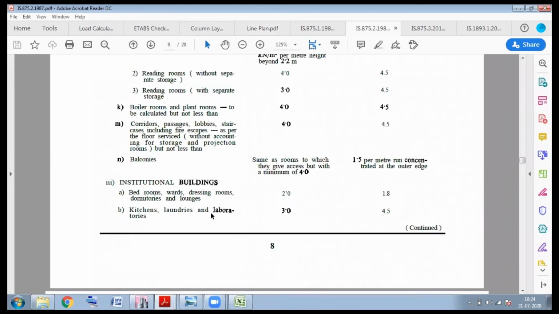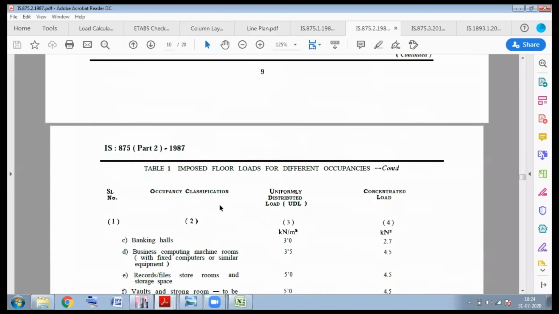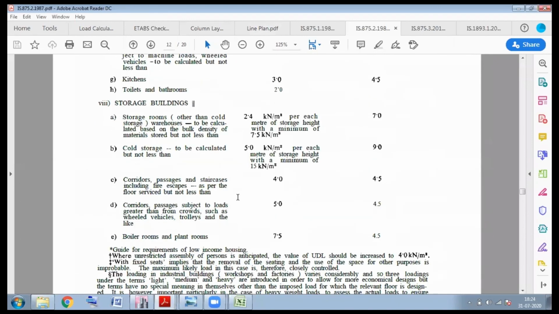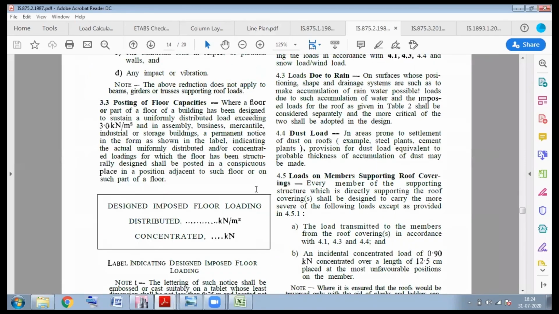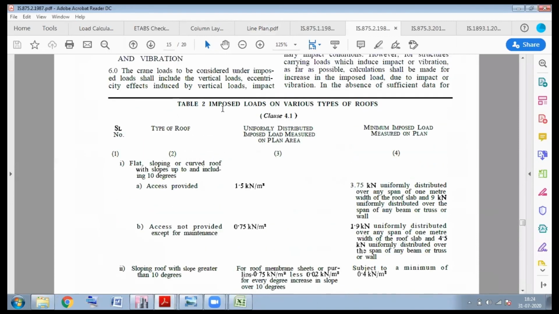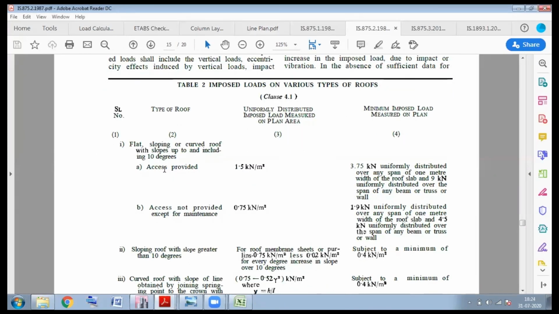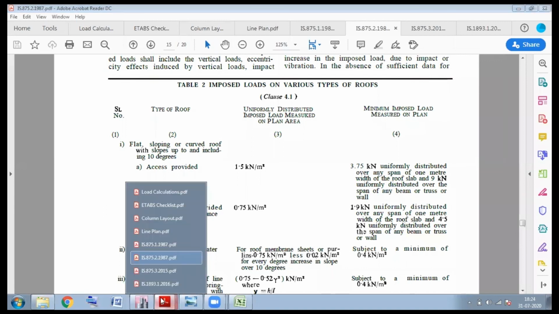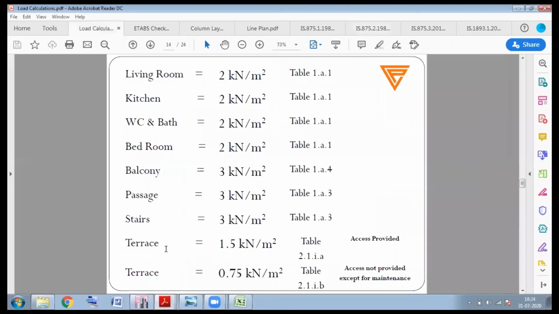And also for roof load, I mean the terrace slab load, we switch to table number 2, that is on page number 14 in IS 875 part 2. Table number 2 is imposed load on various types of roofs. Totally there are two loads: one is 1.5 for access provided, and another is 0.75 for access not provided except for maintenance. So here we are considering both loads: terrace 1.5, access provided, and terrace 0.75, access not provided.